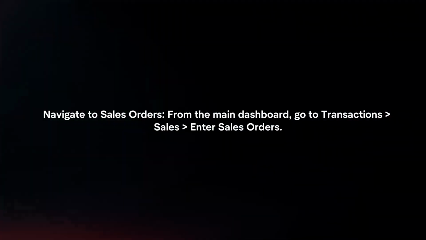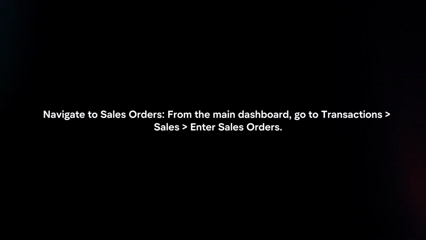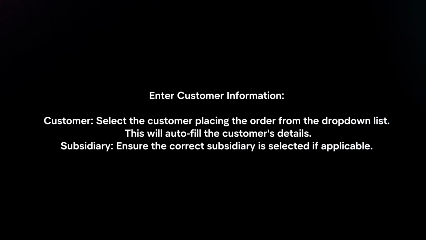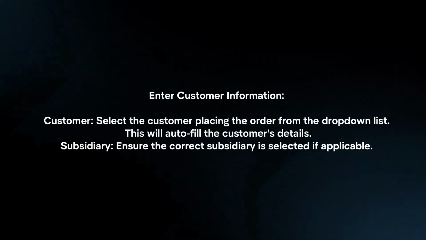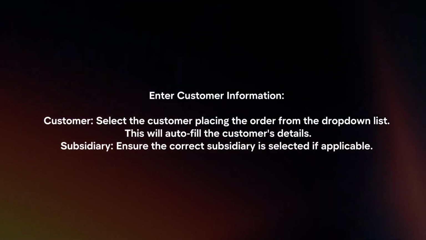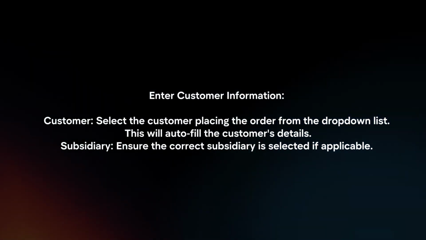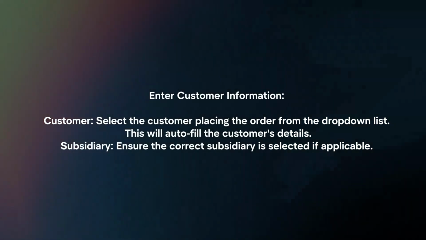Navigate to Sales Orders. From the main dashboard, go to Transactions, Sales, Enter Sales Orders. Enter customer information. Customer: select the customer placing the order from the drop-down list. This will autofill the customer's details. Subsidiary: ensure the correct subsidiary is selected if applicable.